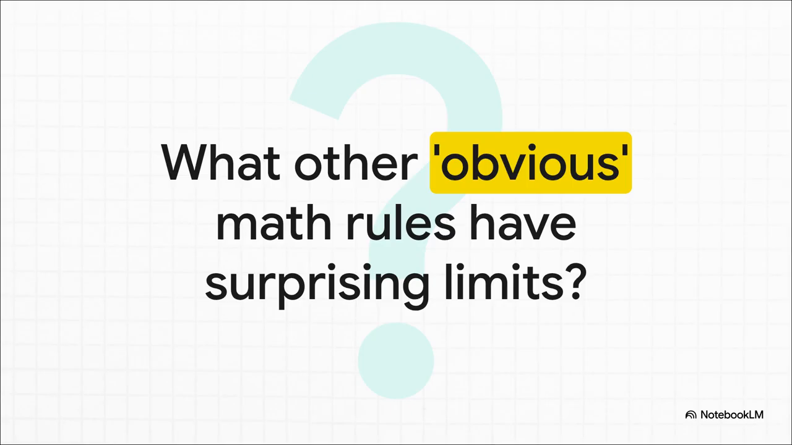And that kind of leaves us with a pretty interesting question, doesn't it? A simple rule like regrouping feels so obvious, so fundamental, right up until the moment it completely breaks down for subtraction and division. It really makes you stop and think, what other obvious rules of math that we take for granted aren't nearly as simple as they seem?